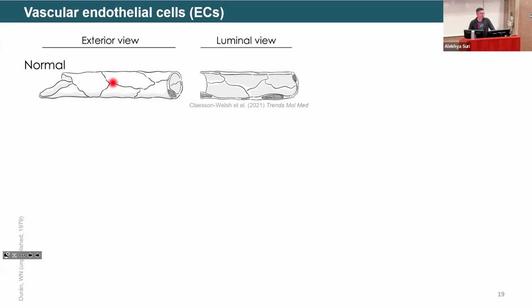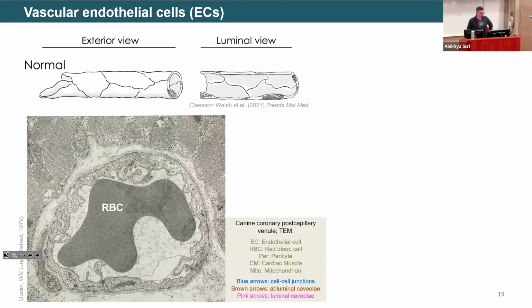So in this exterior view, this is what you would see if you looked at the capillary from the outside. And if you sectioned the capillary, you would see that the inside of the capillary looks very similar, with the nuclei in these endothelial cells being basically the thicker part of the cell.